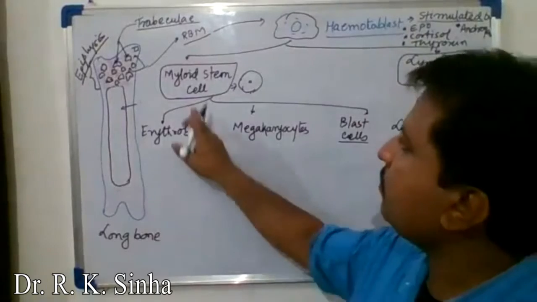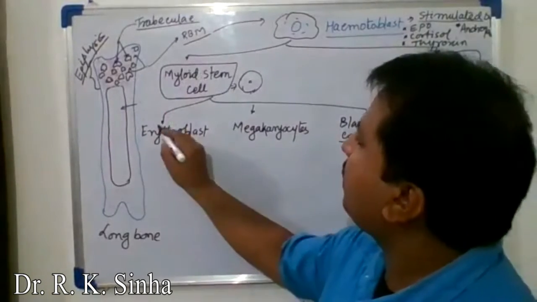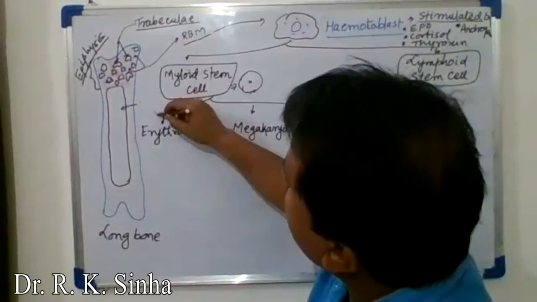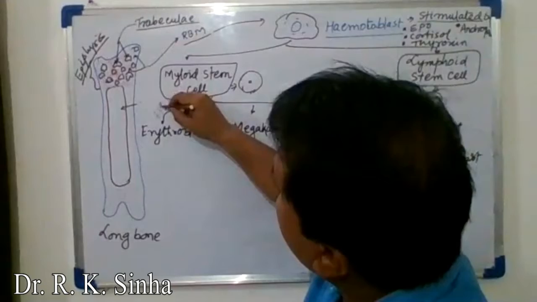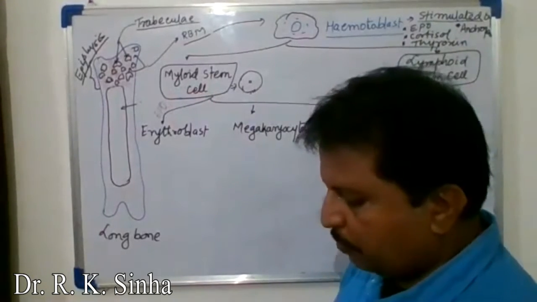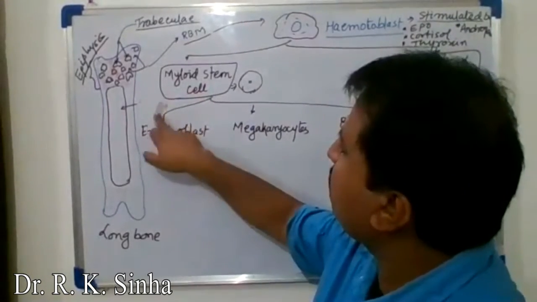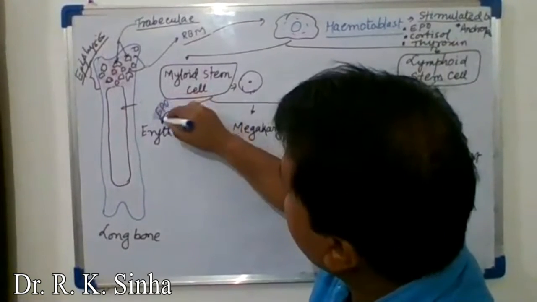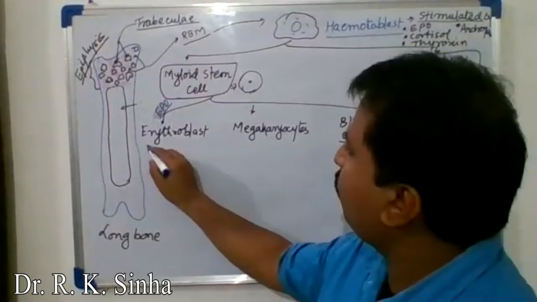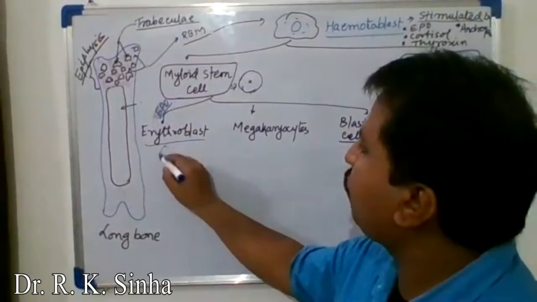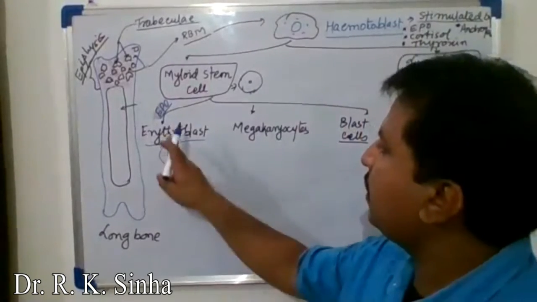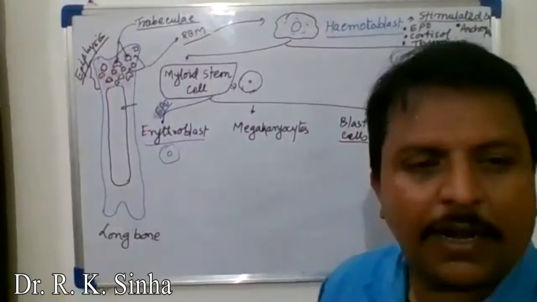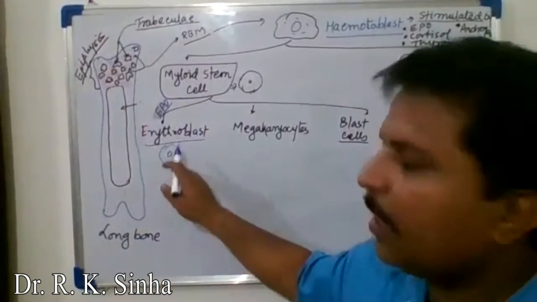Now come to this. If these myeloid stem cells are triggered by one of the hormones, basically EPO, a very important hormone, erythropoietin. We can write here, this is EPO, erythropoietin hormone. If it is triggered by EPO, then this will turn into an erythroblast. As the name represents, this is a very important type of cell that will later on form erythrocytes.